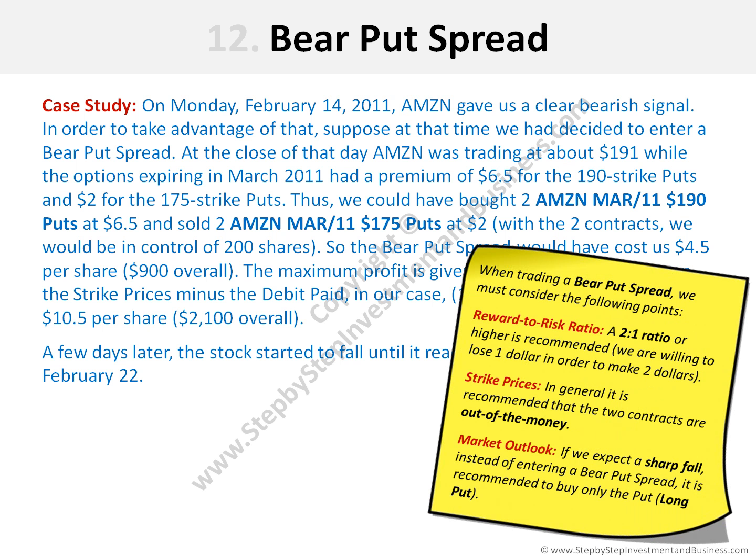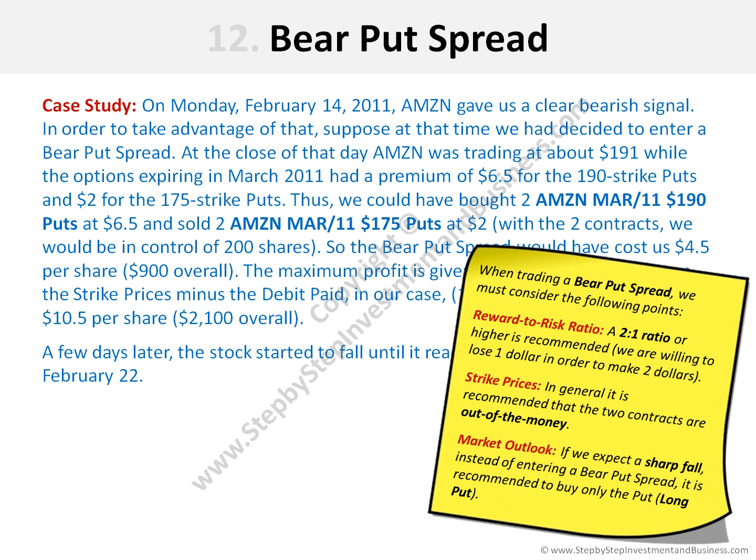It is important to mention that when trading a bear put spread, we must consider the following points: reward to risk ratio, strike prices, and market outlook. With respect to the reward to risk ratio, a 2-to-1 ratio or higher is recommended. That is, we are willing to lose $1 in order to make $2. Regarding the strike prices, in general it is recommended that the 2 contracts are out of the money. And regarding the market outlook, if we expect a sharp fall, instead of entering a bear put spread, it is recommended to buy only the put, that is, open only a long put position.